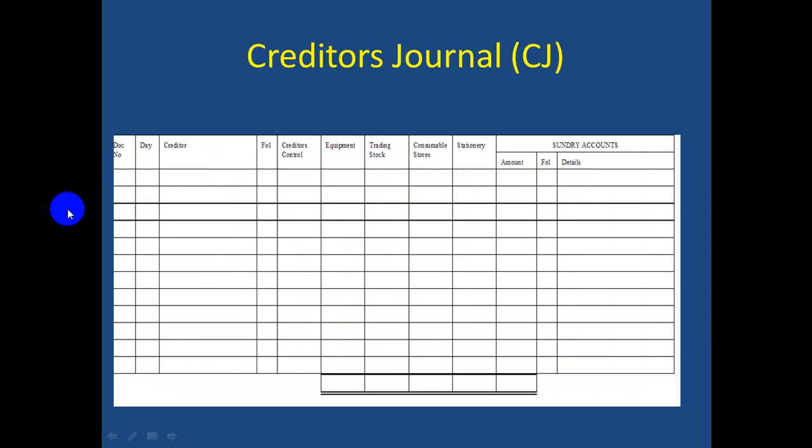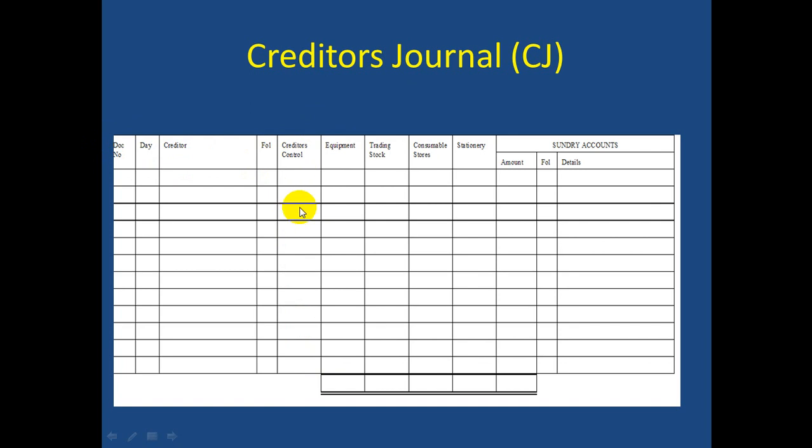Okay, so first of all, let's have a look at the Creditors Journal. Just to recap, there's the doc number. That's basically the invoice number that will be given to you by the people that you're buying on credit from. This is the day it's going to happen on. This is the creditor, the person that we bought on credit from. The creditors control basically will tell us how much money we now owe on credit. So this is our liability. This is going to be the money that we owe other people.